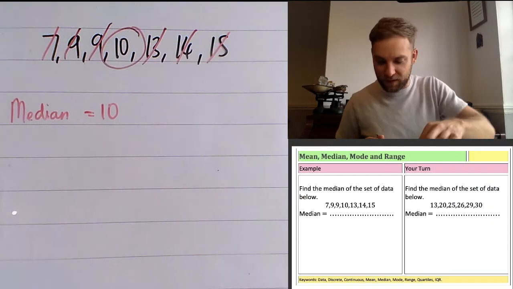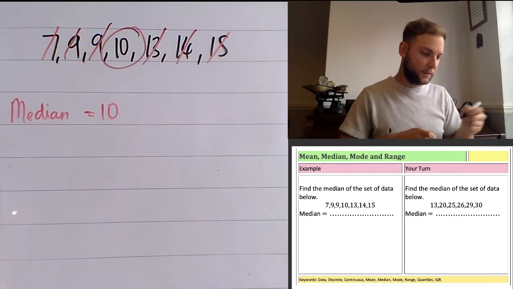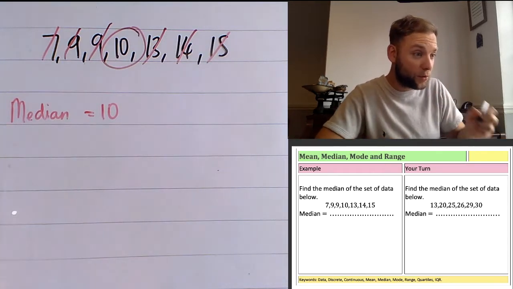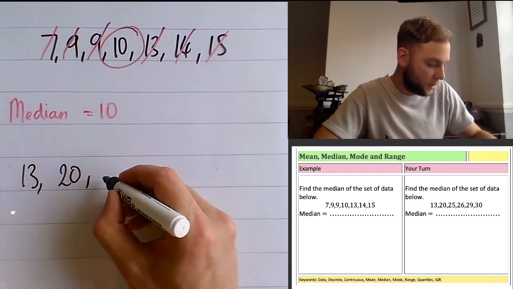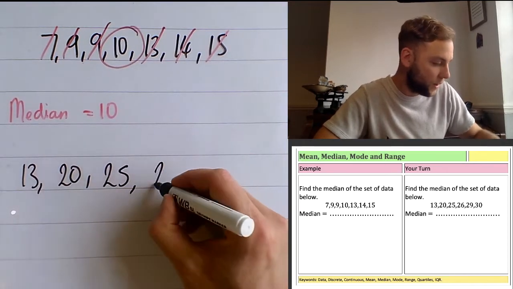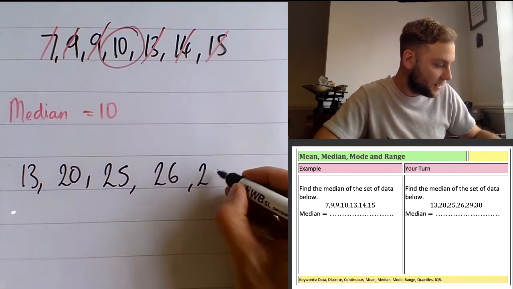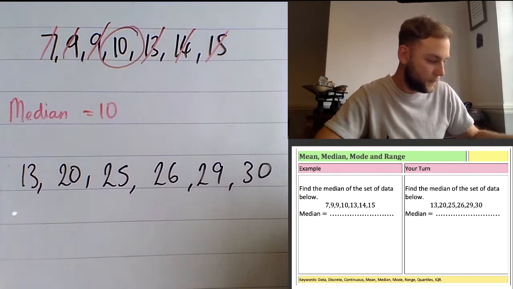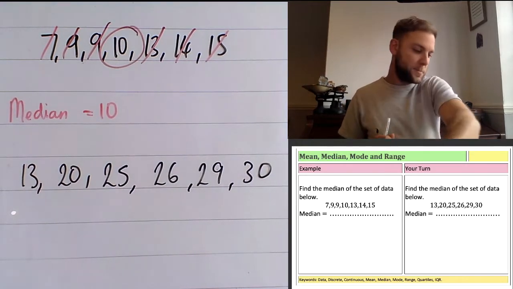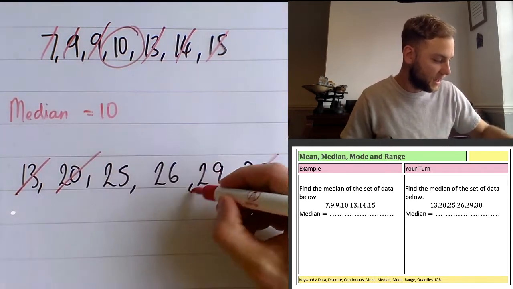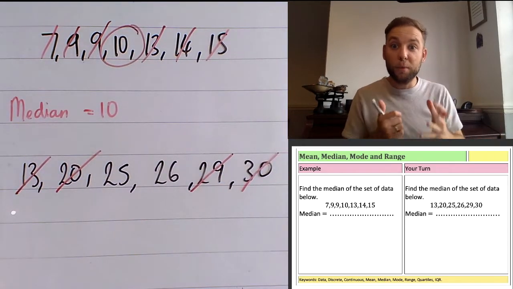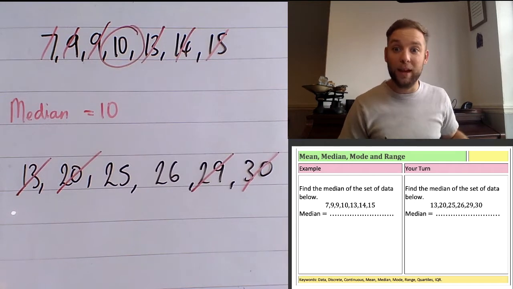Now I'm hoping with this you noticed a little something. So let's just get them down first of all. They are already in order. So 13, 20, 25, 26, 29 and 30. So when I cross them off, it's going to be first and last, second and second last. Now, the problem I've got here is that there's 2 in the middle.